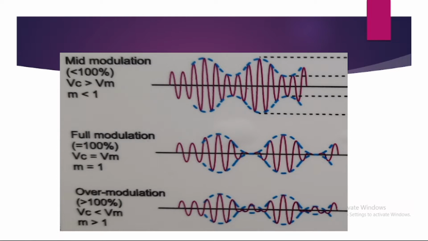In this case, Vc equals Vm and the modulation index value is 1, where m denotes the modulation index. The last one is over modulation, which is greater than 100%. In this case, the carrier signal voltage Vc is less than Vm and the modulation index is greater than 1.